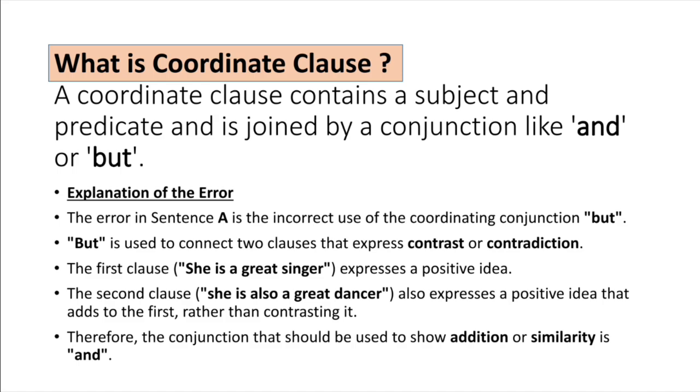So here the question arises, what is a coordinate clause? A coordinate clause contains a subject and predicate and is joined by a conjunction like and or but. So among the options, the error is explained. The error is in sentence A, which is an incorrect use of the coordinating conjunction but. But is used to connect two clauses that express contradiction. The first clause, she is a great singer, expresses a positive idea. The second clause, she is also a great dancer, also expresses a positive idea, and that is not contrasting the first one.